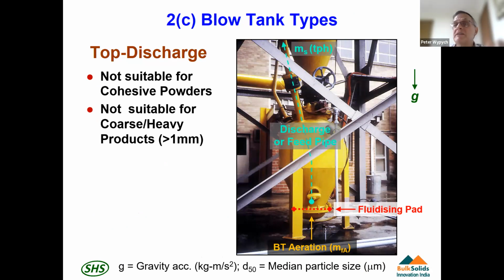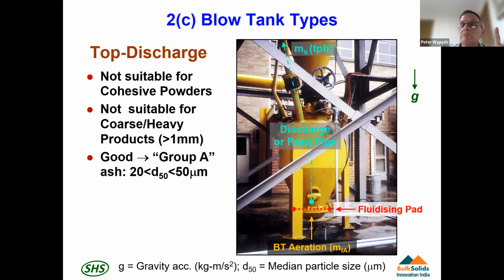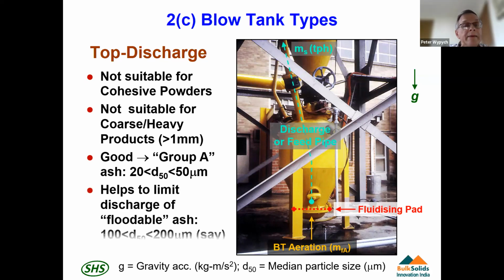So it's got limited application, but in the right area, if you've got a group A material, 20 to 50 micron ash, top discharge works fine. And also if you've got a coarse floodable material, with a D50 of the order of 100 to 200 micron, which is a group B material, then the top discharge also limits the discharge of that material. So it's a good way of controlling or limiting that discharge rate.